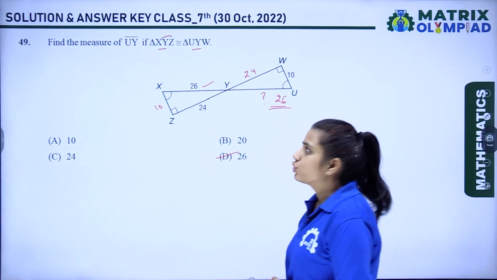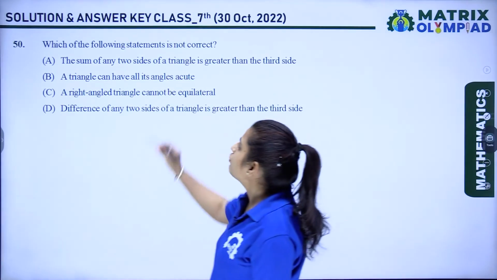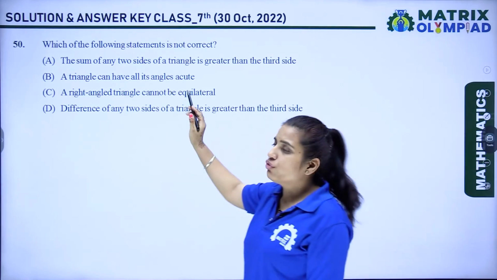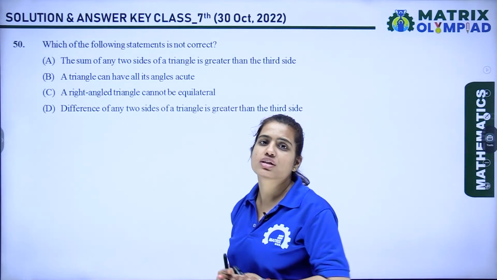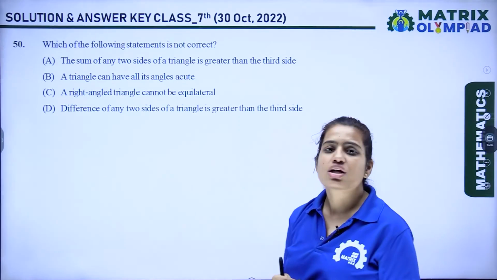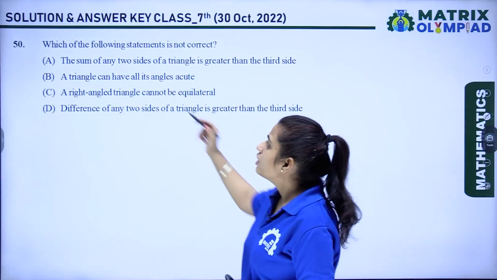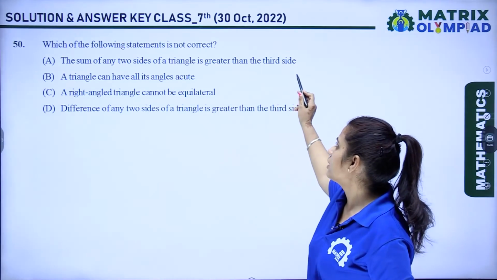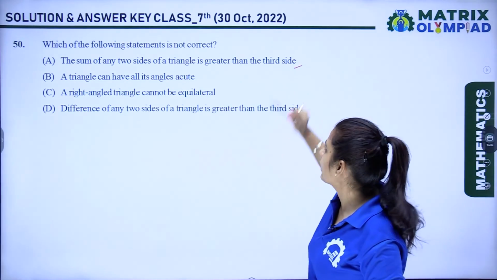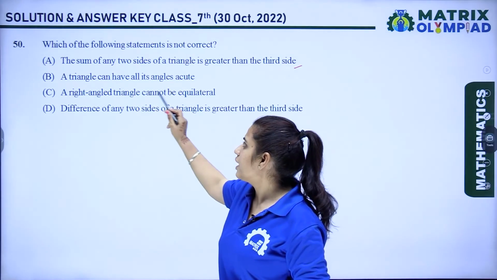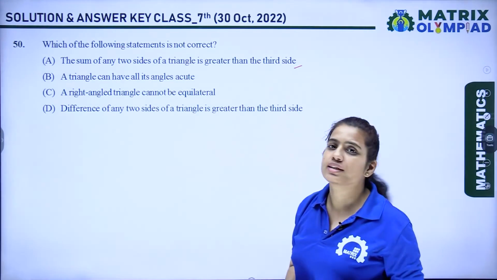Now the last question. Which of the following statements is not correct? We have to find out, of the 4 options, which statement is not correct. So here, the sum of any two sides of a triangle is greater than the third side. This statement is correct. Next option is, a triangle can have all its angles acute. Yes, it can.